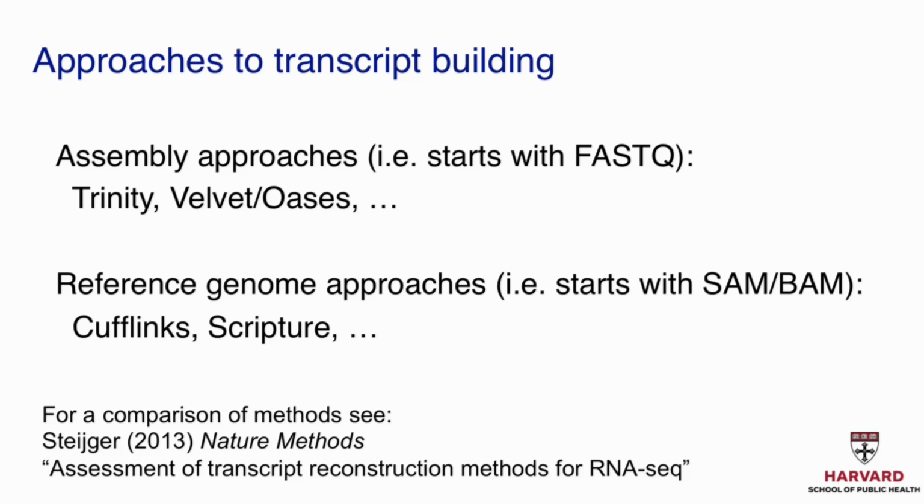There are approaches that assemble the transcript without a genome reference. Examples are Trinity, Velvet, and OASIS. These start with the FASTQ files. You just have the reads and you try to assemble the transcripts. A second approach is to use the genome, and that's the one we're going to explain here. Cufflinks and Scripture are examples of this second approach.